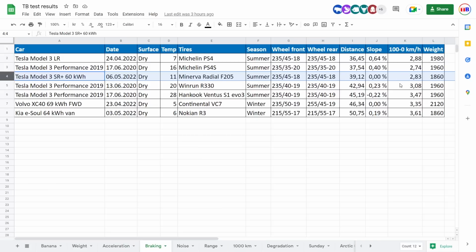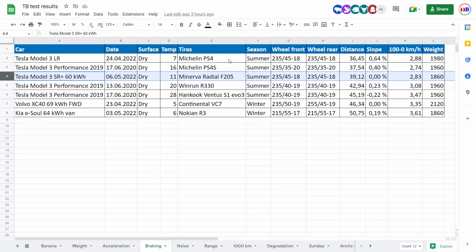I guess for now, many people don't understand the purpose of this braking test, but I just start collecting data, and then eventually we will have so much data that we can start seeing a trend, or we see how it goes. But of course, I also expect that the SR Plus, which is lighter than the other Teslas, will brake better, and they do brake better than at least Windrun and then even Hankook tire. I don't know what the heck happened with the Hankook tire. Okay, it has slightly downhill, but that shouldn't affect it too much, right? So maybe the Hankook tires are not that great versus some of the other tires.